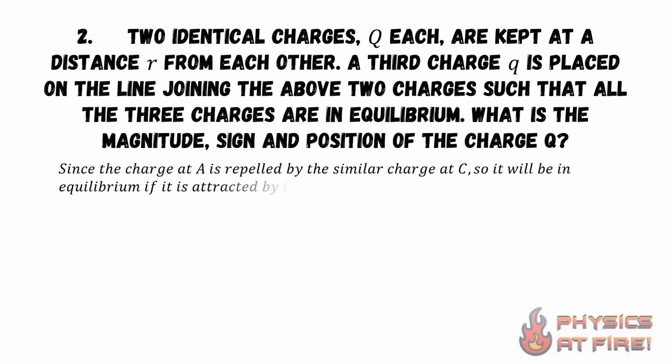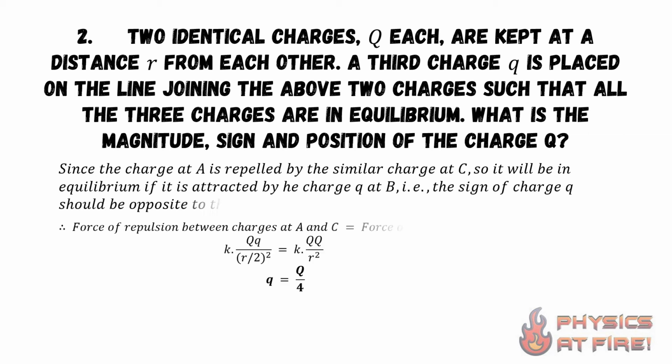Since the charge at A is repelled by the similar charge at C, it will be in equilibrium if it is attracted by the charge q at B, that is, the sign of charge q should be opposite to that of charge Q. Therefore, force of repulsion between charges at A and C is equal to force of attraction between charges at A and B. Therefore, K Q q by r by 2 whole square will be equal to K Q Q by r square. Hence, we get the value of small q is equal to capital Q by 4.